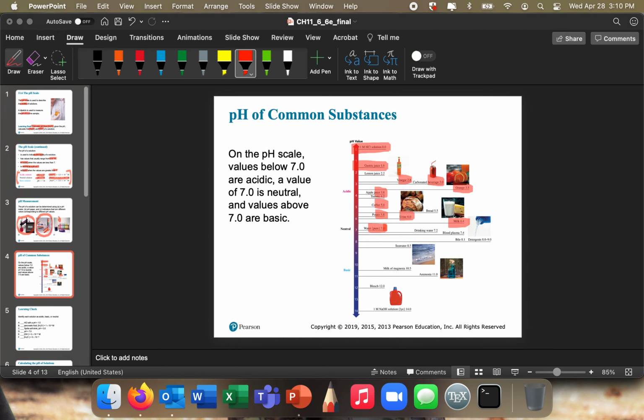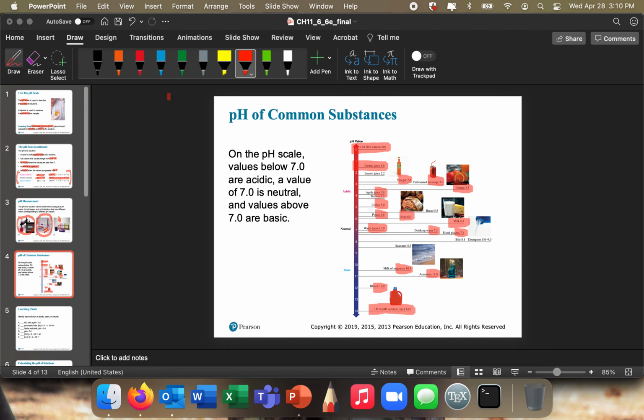Pure water is supposed to be 7. Drinking water is about 7.2. Your blood is 7.4. This is interesting, isn't it? Milk of magnesia is 10. Ammonia is 11. Bleach, 12. Yuck. And 1 molar sodium hydroxide solution, which we call lye, is 14.0.